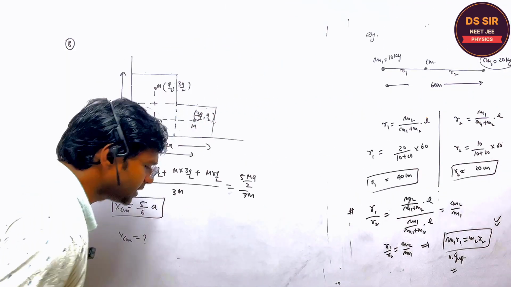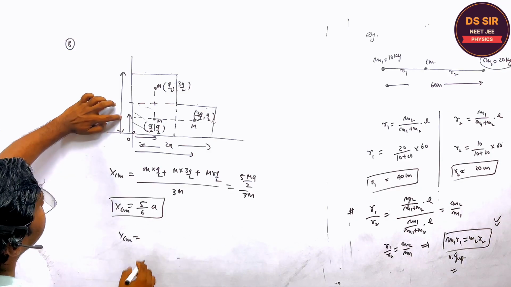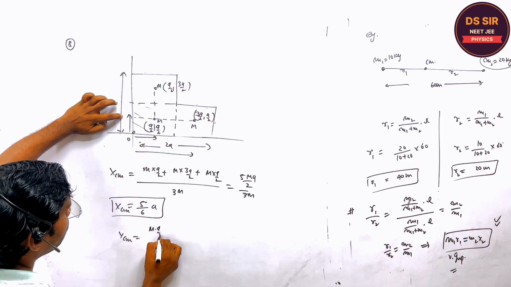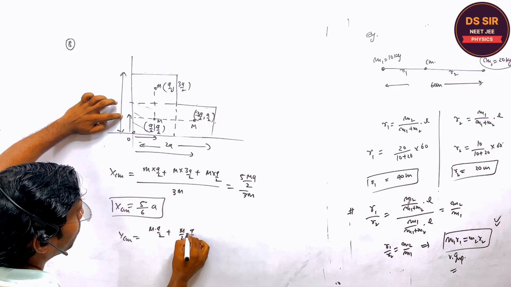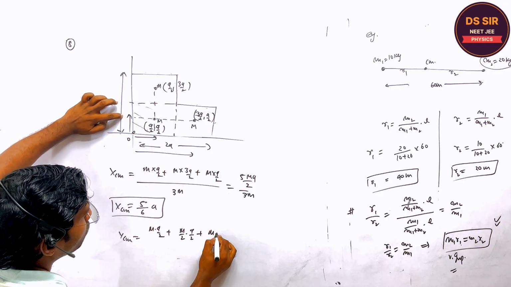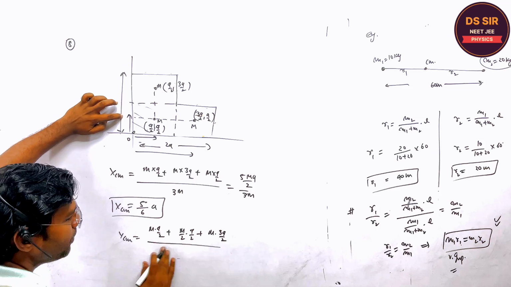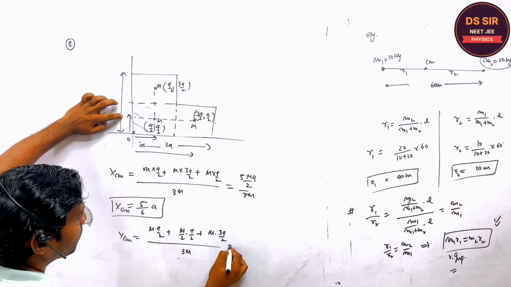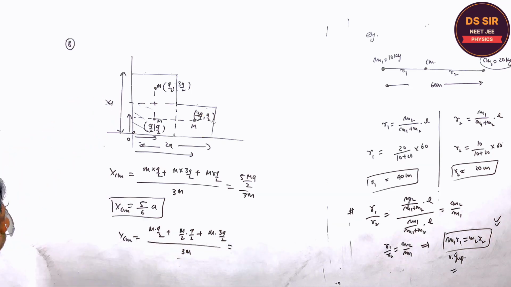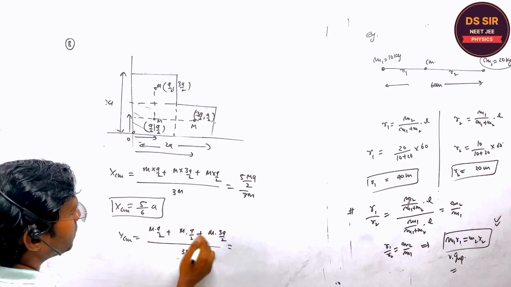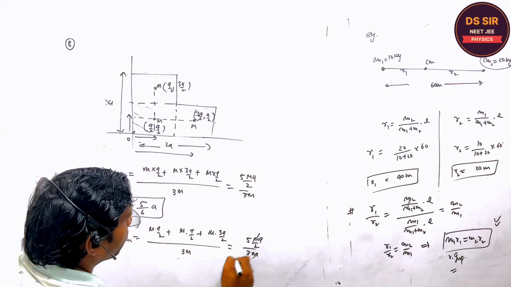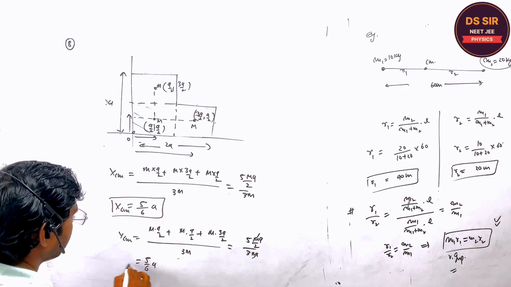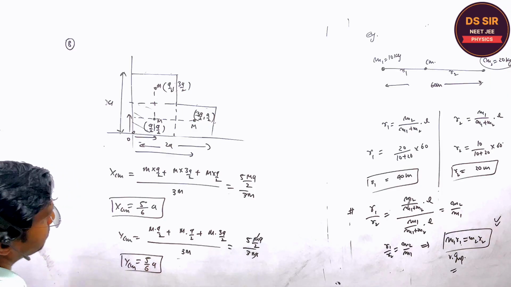The YCM will be the same also, right? YCM is what? M into A by 2 plus M into A by 2 plus M into 3A by 2, divided by M plus M plus M. It is 3M, right? So this is M, not M by 2, right? So this is 5MA by 2 divided by 3M, the M will cancel out. So 5 by 6A. The YCM value is the same, right?